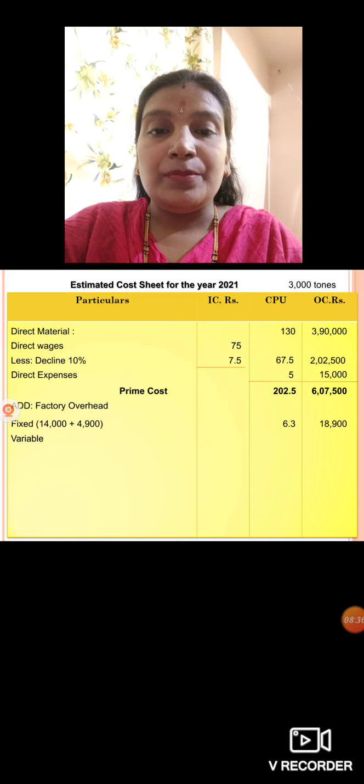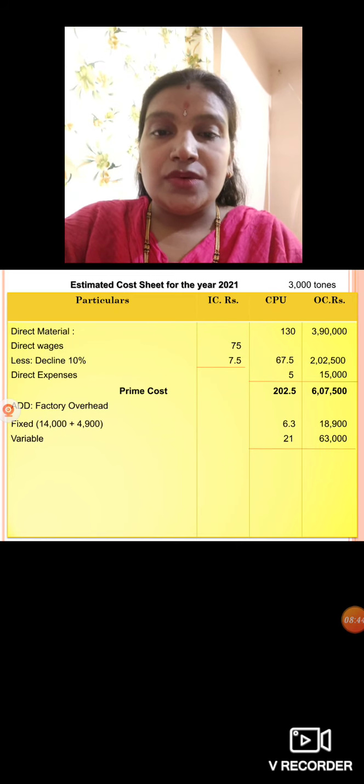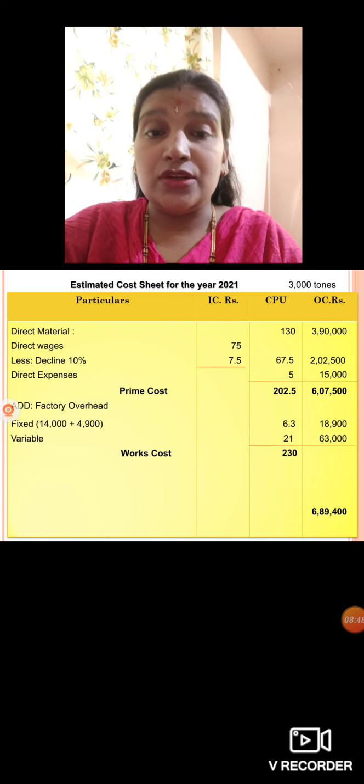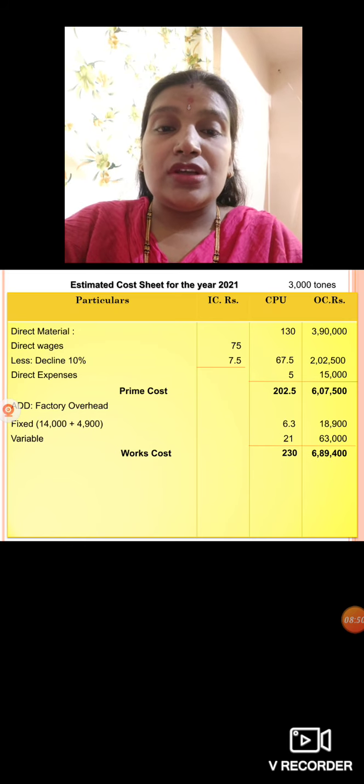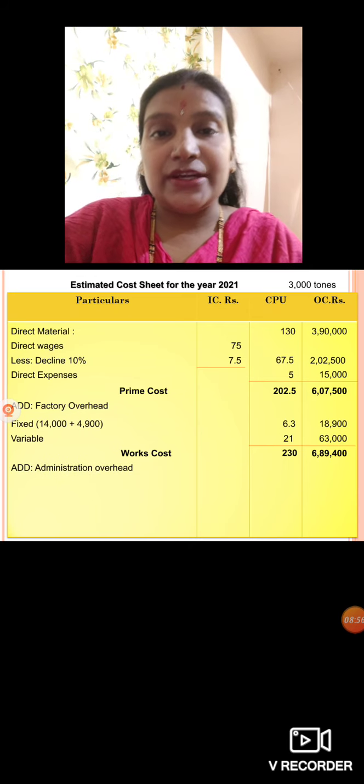Then variable per unit you should consider 21 rupees per unit. It is into 3,000. It is 63,000 you will get as variable cost. So works cost, how much will we get now? 230 rupees per unit, cost per unit, and total cost we have 6,89,400. Okay, so next we have administrative overhead.